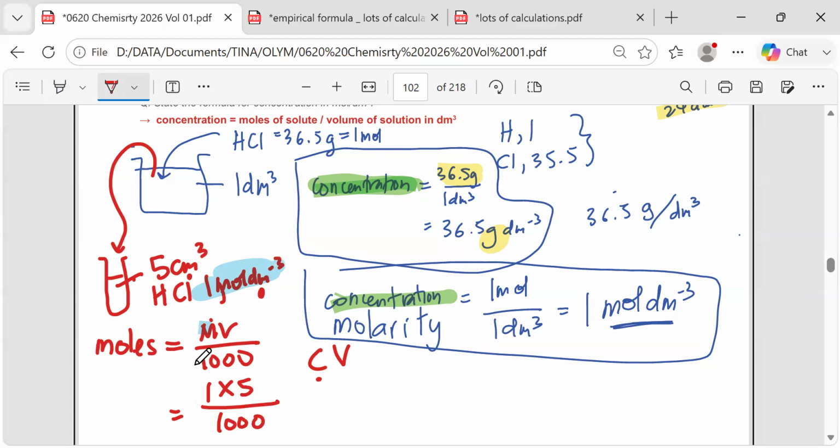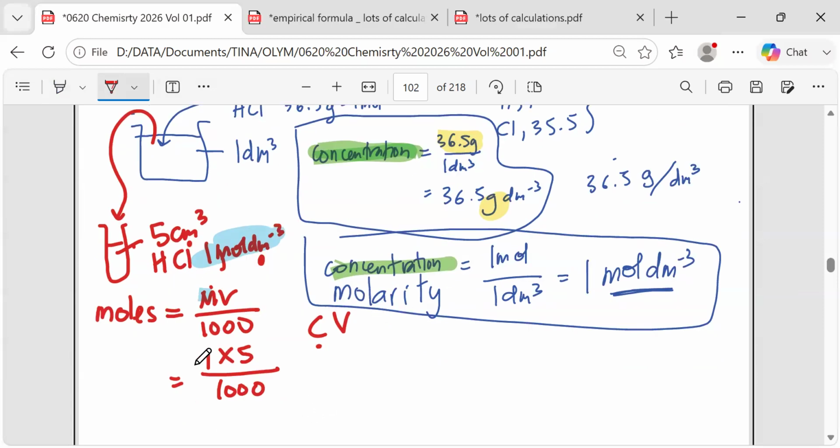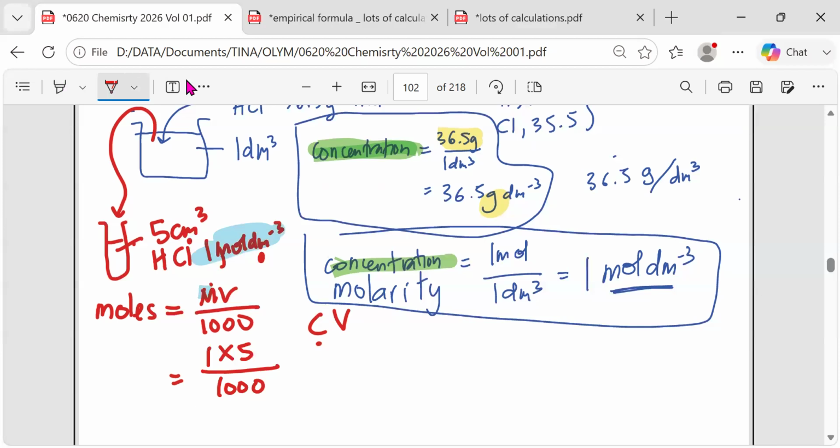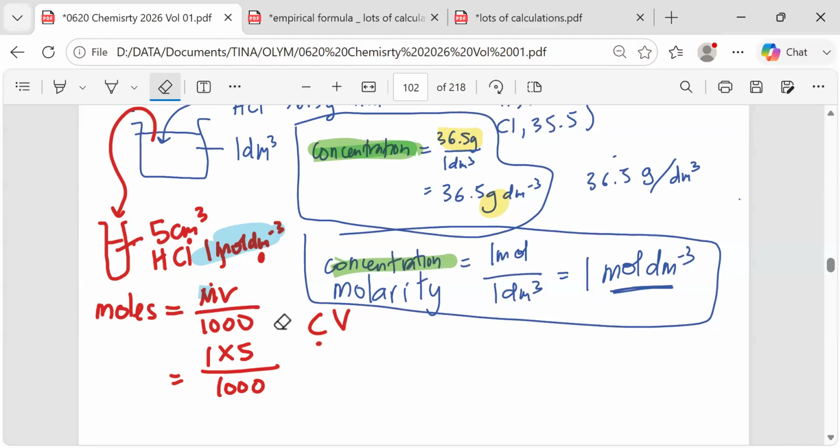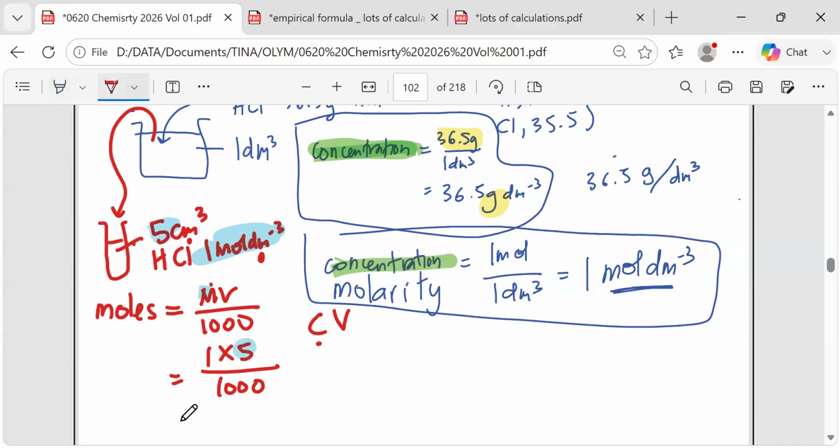So that's the formula. Molarity is 1. The volume, we divide by 1000 to make it into a decimeter cube. Yeah, divide by 1000 to make it the same unit. Okay? 0.005 mole.